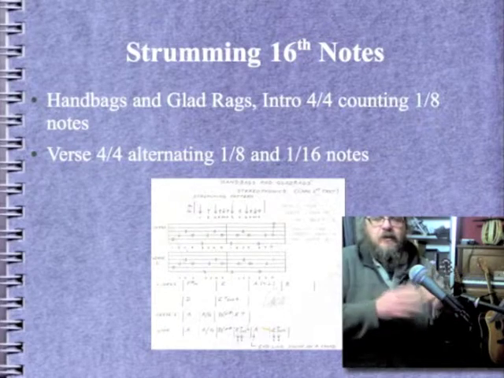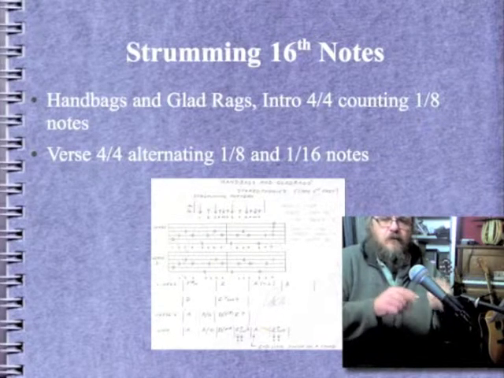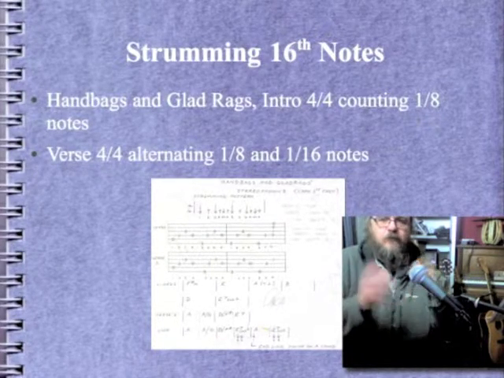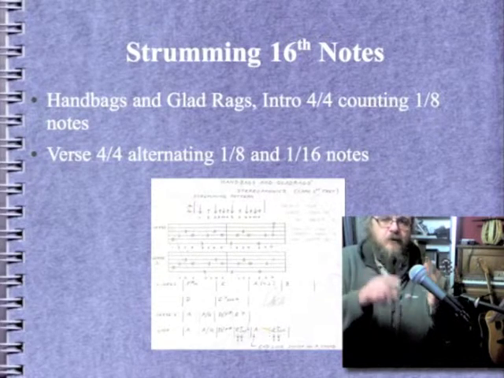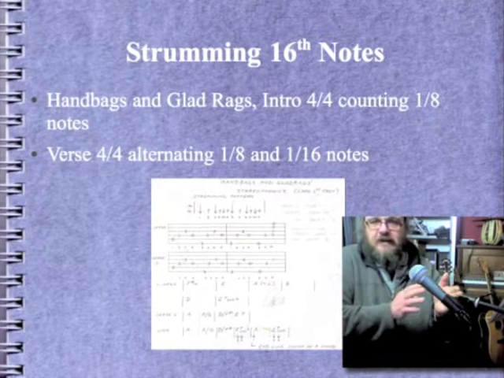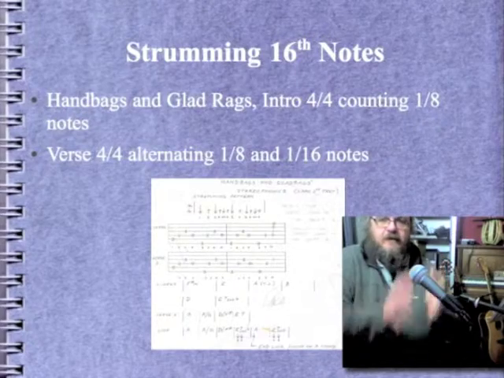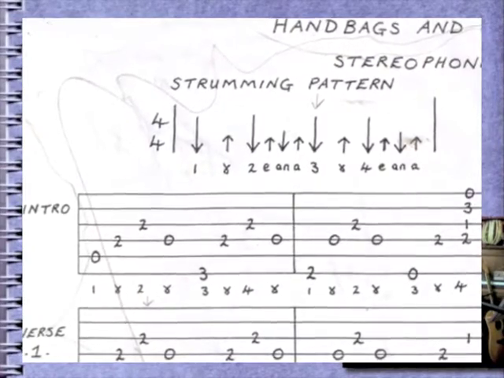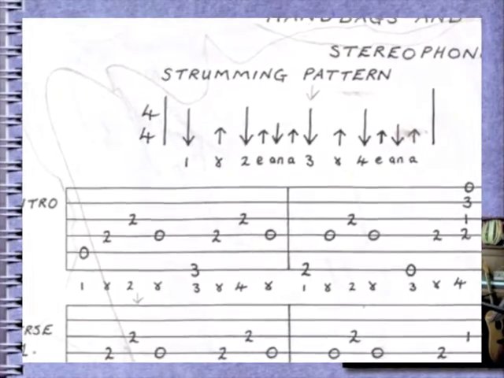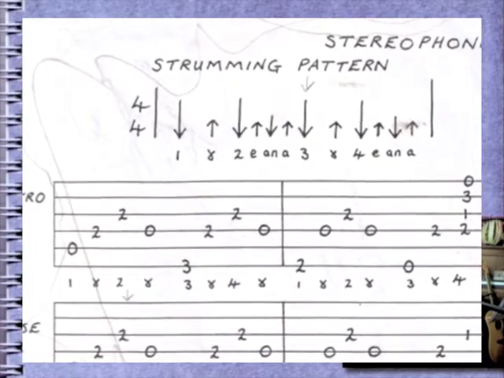So obviously 1, 2, 3, 4 would be quarter notes. 1 and is an 8th note, is 8th notes. 1 and 2 eana, that would be 16th notes if you had 1 eana, 2 eana, 3 eana, 4 eana.